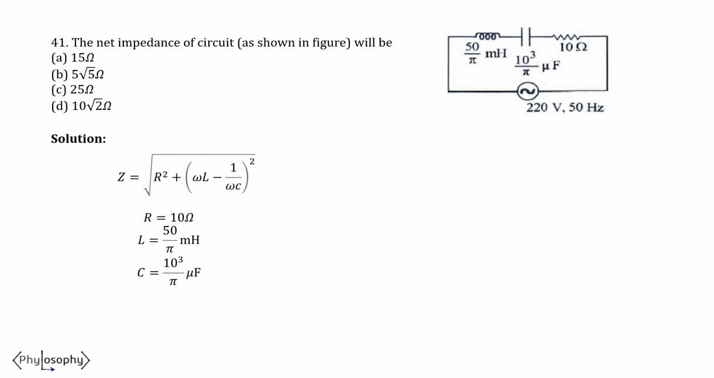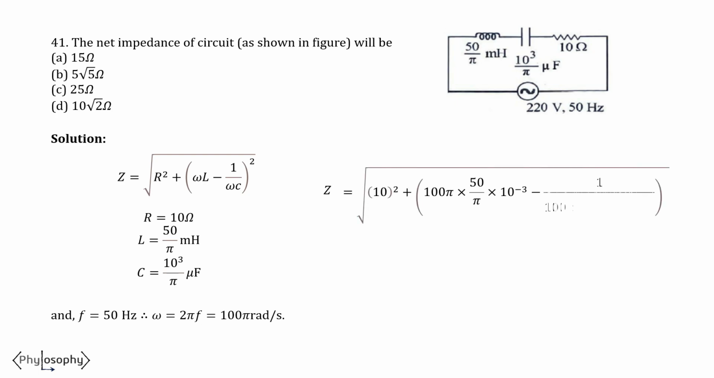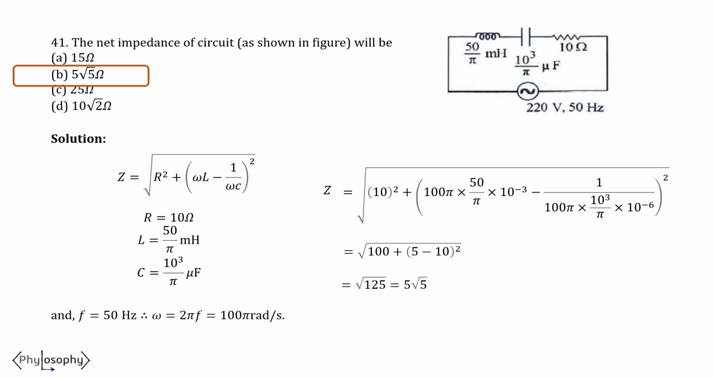Now from the figure, as you can see, the frequency is given as 50 Hz. Therefore angular frequency will be 2 pi f, which is equal to 100 pi radian per second. Therefore if you put all these values in the formula of impedance, then you will get Z is equal to 5 root 2. Therefore option B is the correct answer.